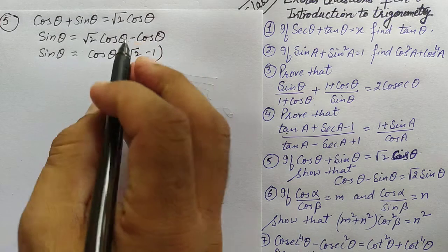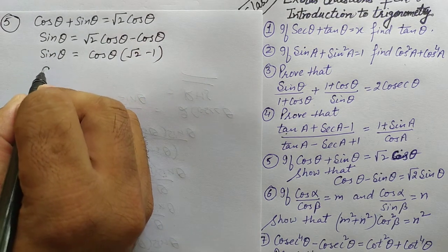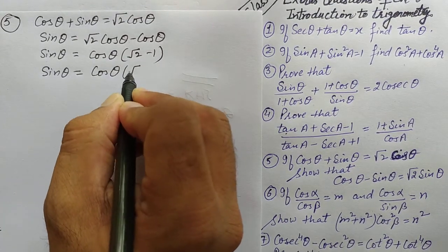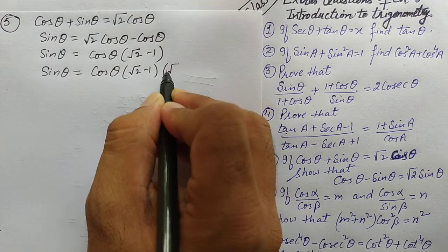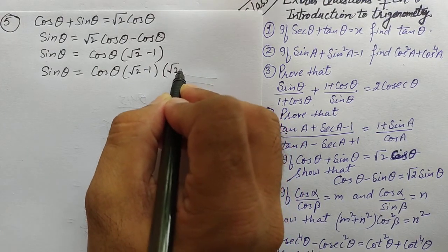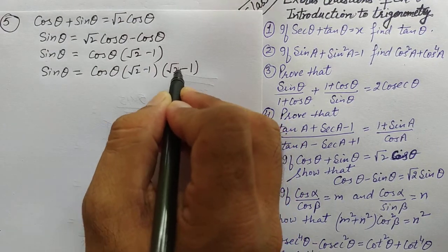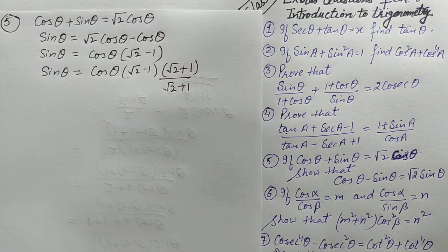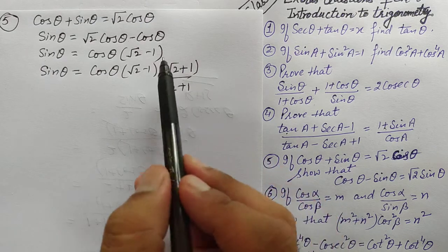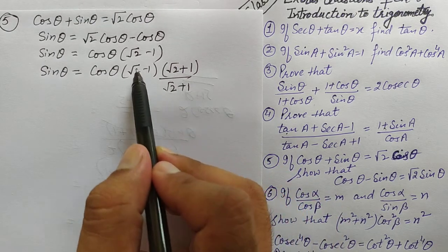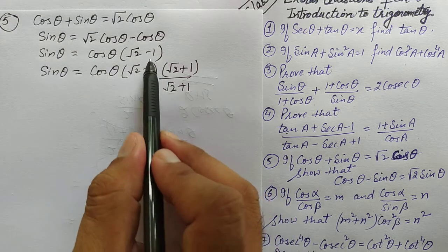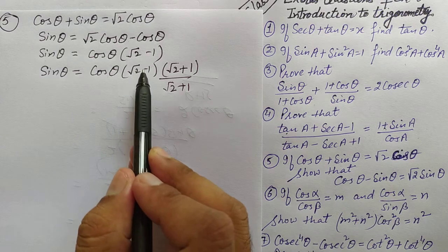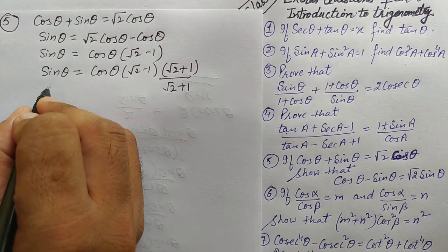Okay. So now you can see sin theta, and here in the numerator and denominator you can multiply by root 2 plus 1 over root 2 plus 1. Okay, this is our trick. What we do, we'll multiply numerator and denominator with root 2 plus 1 to make here a formula, a minus b into a plus b. So let's see what will happen.